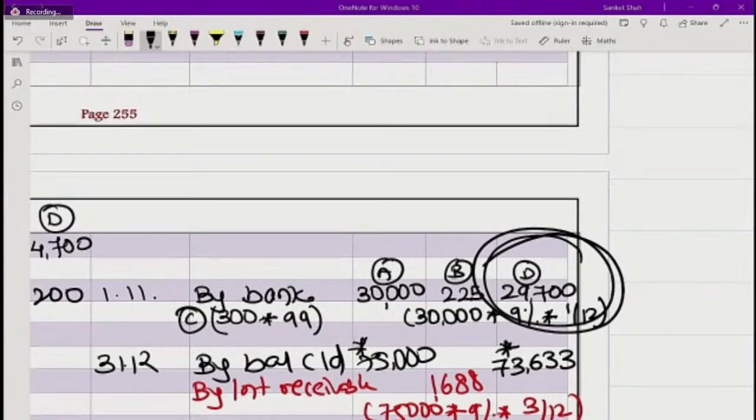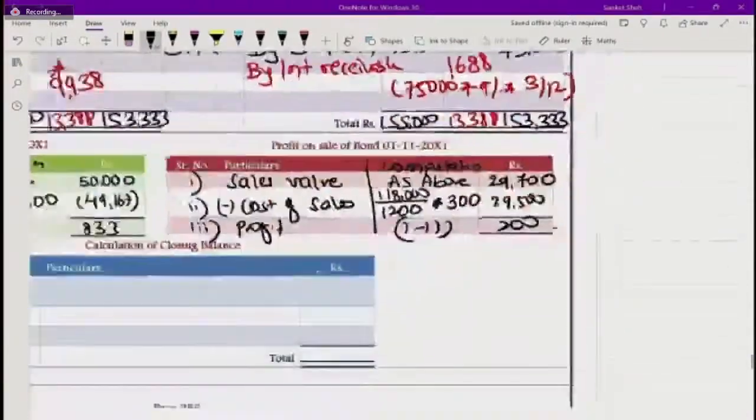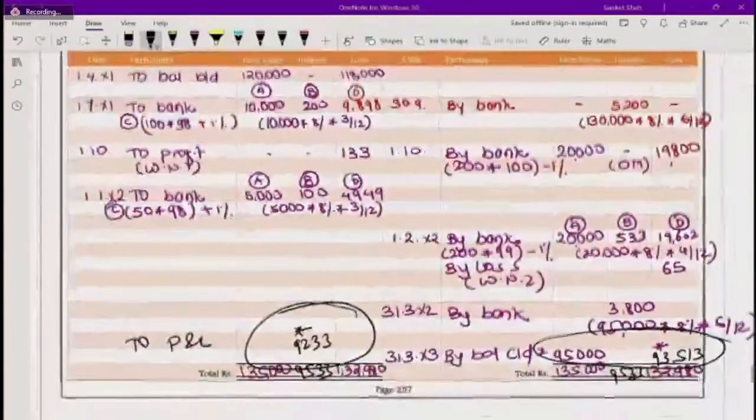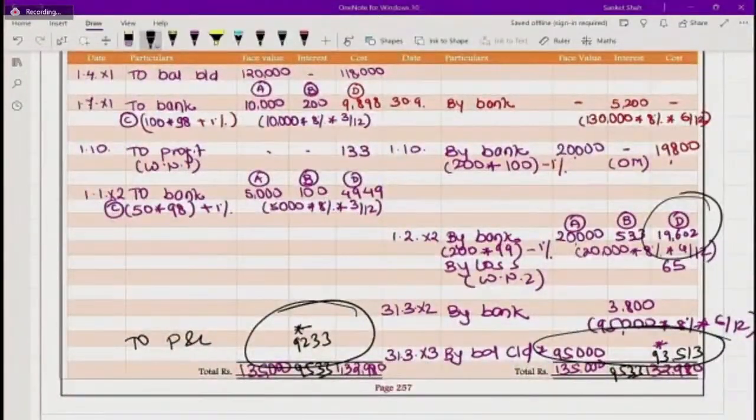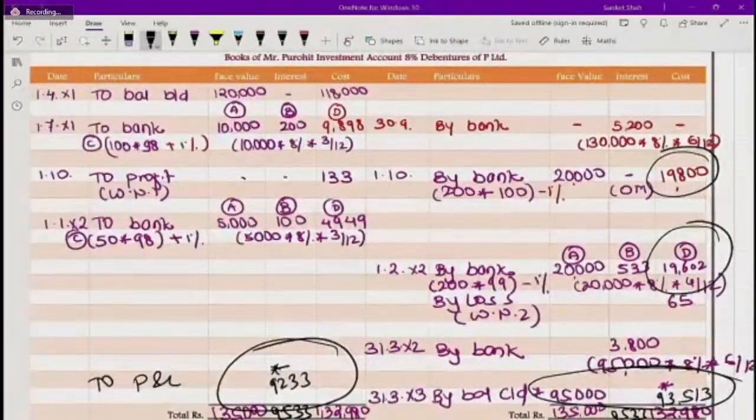Sinha ji, I did not understand your question. Sales value will be this only, na, 50,000 and 29,700. How did 19,602 and 19,800 come in this? This is a sales value and you will deduct cost of acquisition to calculate profit or loss. Sinha ji, solve again, rewatch this session.